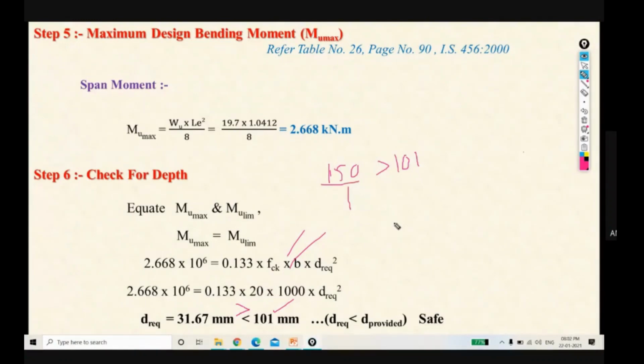Let's say suppose we consider the revised depth as 150 mm. If we revise that depth, your self-weight will increase, correct? Self-weight will change, so the bending moment will change. So again we have to revise the dimension, and then again check the depth: whether the revised 150 depth is okay or not.